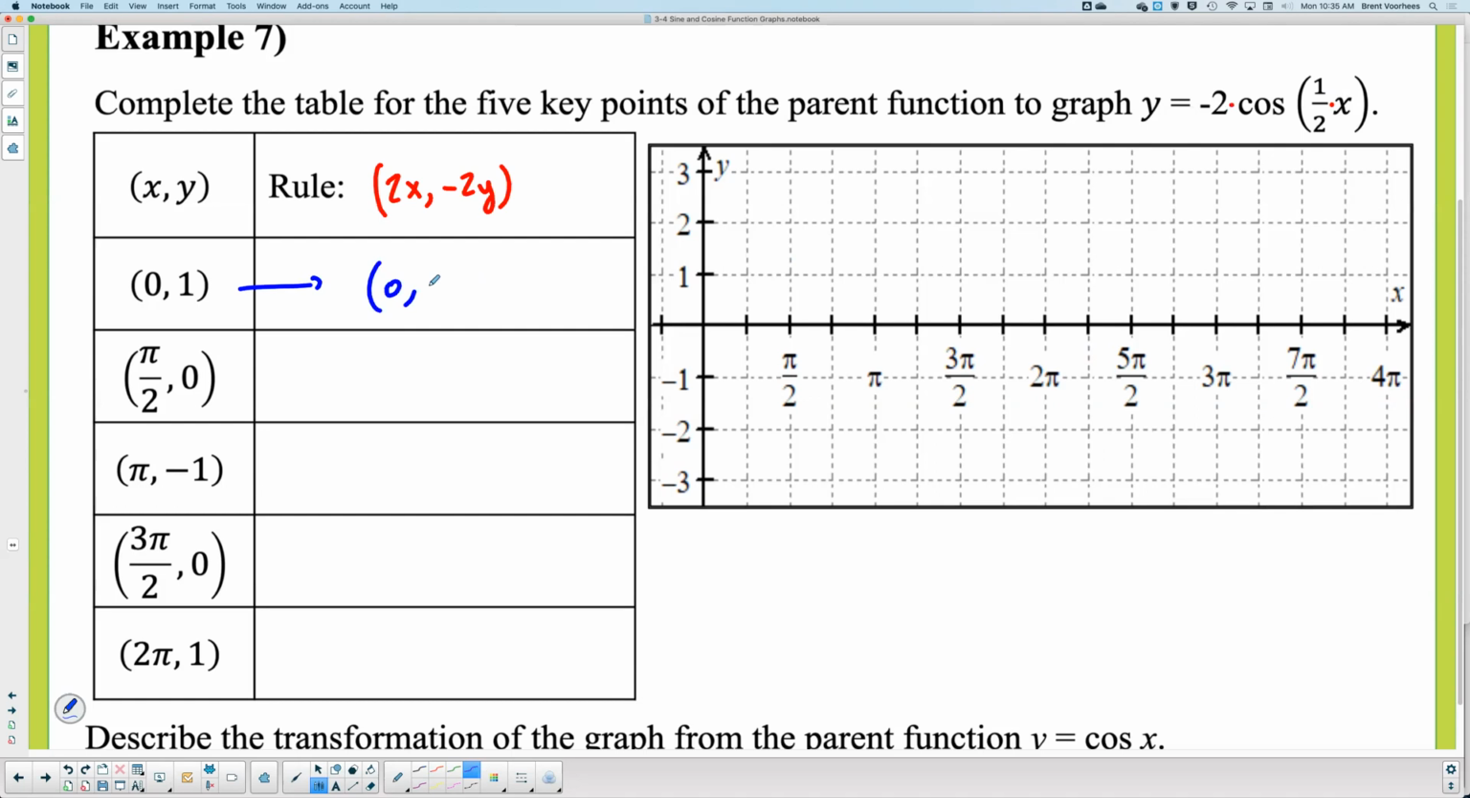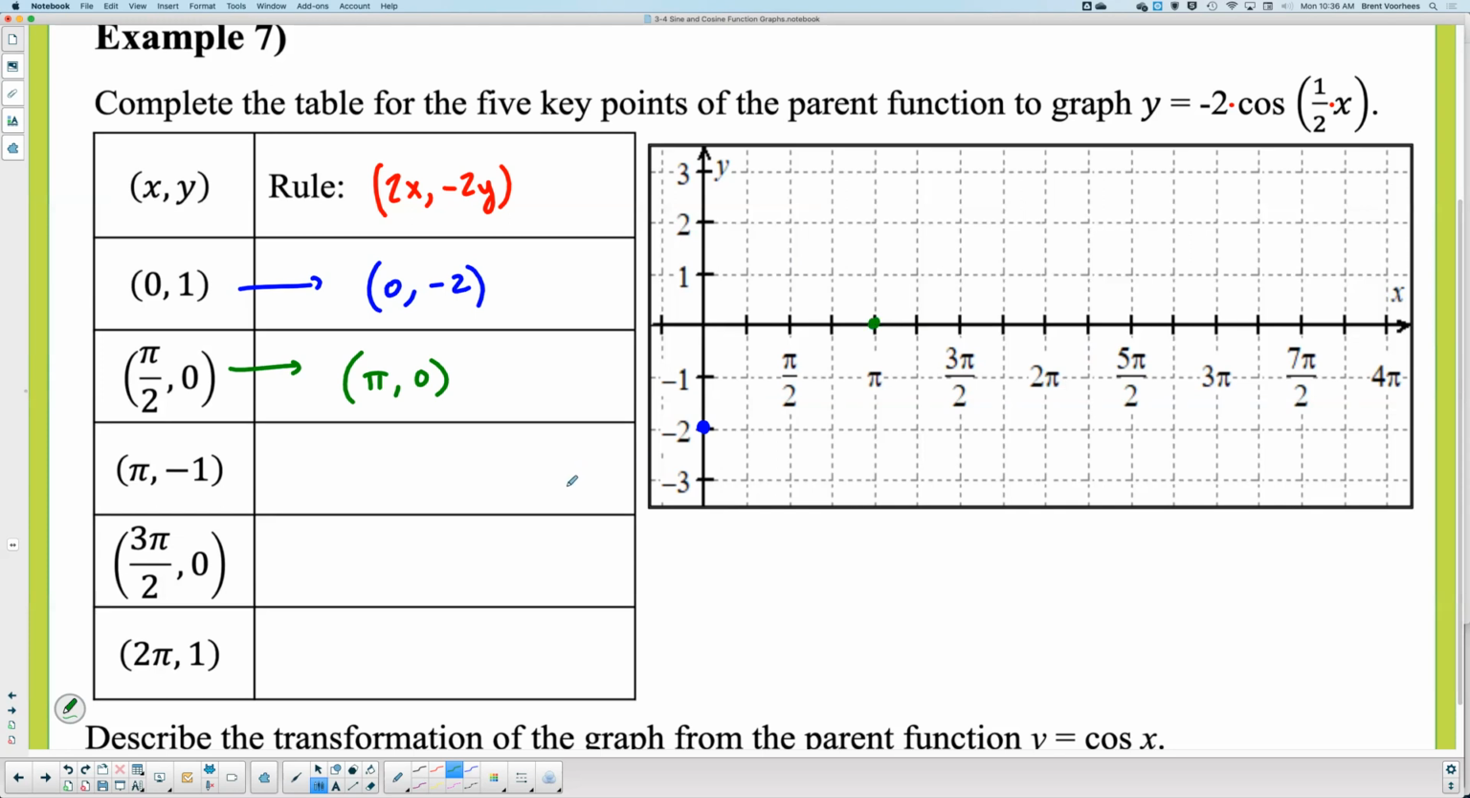-2 times 1. Perfect. There's going to be a point: 0, -2. So cosine starts at either its maximum or minimum without a horizontal translation. It'll start at either its maximum or minimum. Okay. Pi over 2 here. I need to double it. What's pi over 2 times 2? It's just going to be pi. And 0 times -2. So we have a 0 at pi.